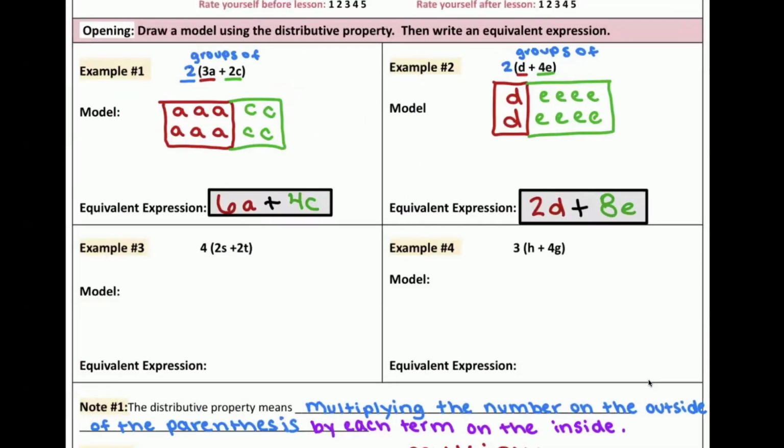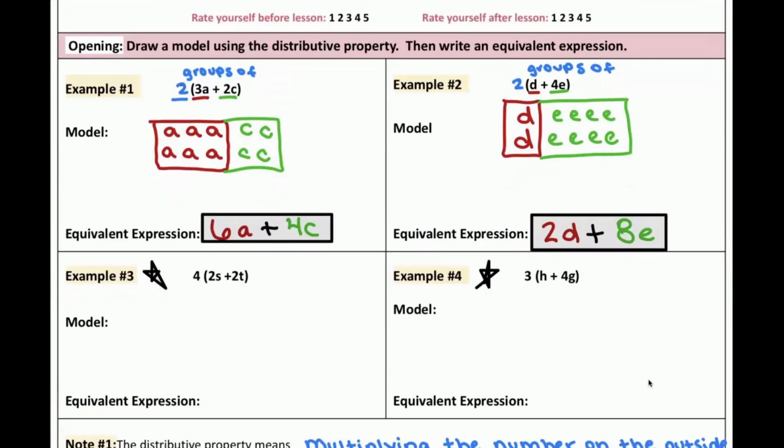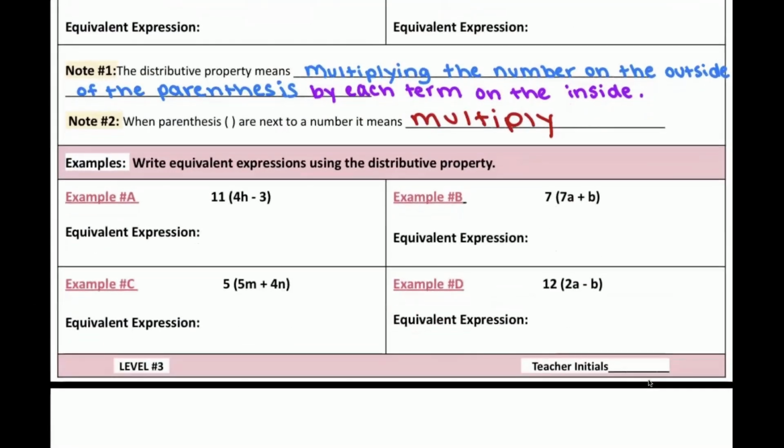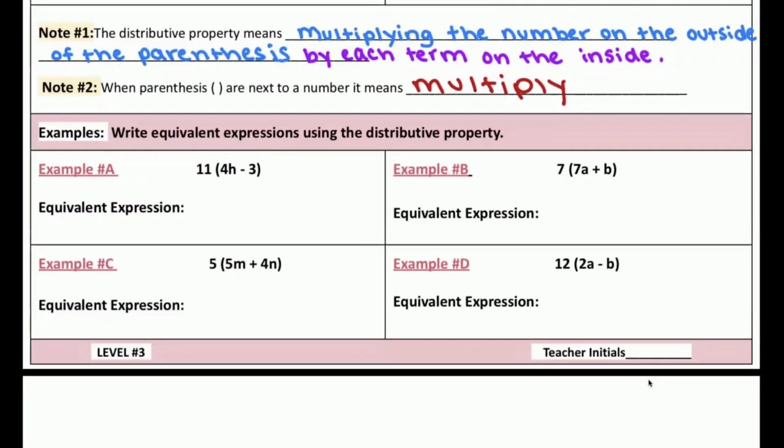All right, go ahead and complete example 3 and 4 on your own. The video will not go over those. And let's take a look at some notes. Note number 1, the distributive property means multiplying the number on the outside of the parentheses by each term on the inside. So we talked about how that number on the outside, the coefficient, tells us how many groups. Another way of thinking about it is that we're multiplying that number times each number on the inside. So once you have these notes down, remember you can pause if you need more time.